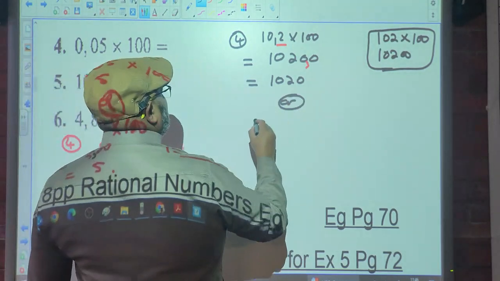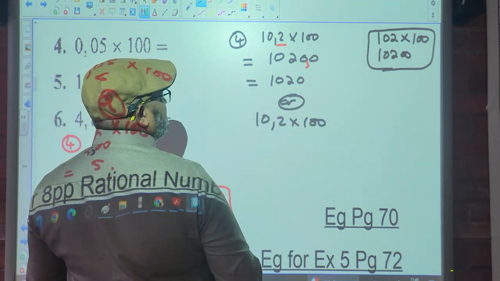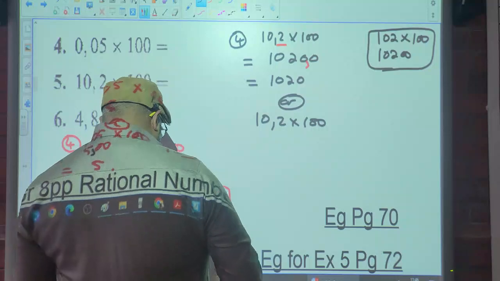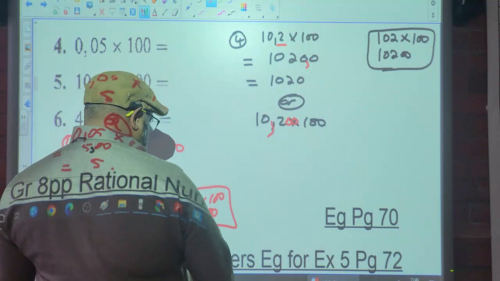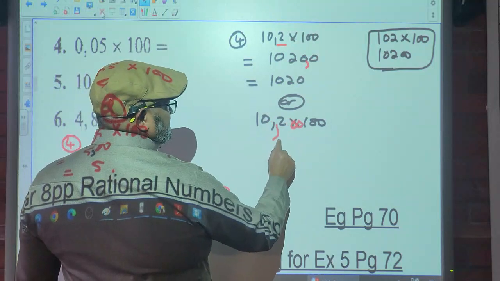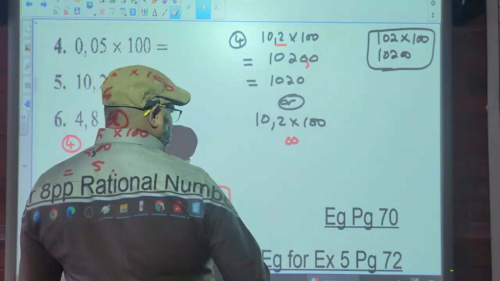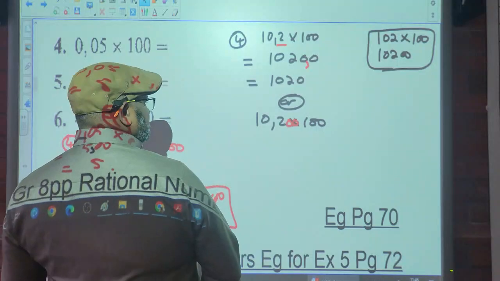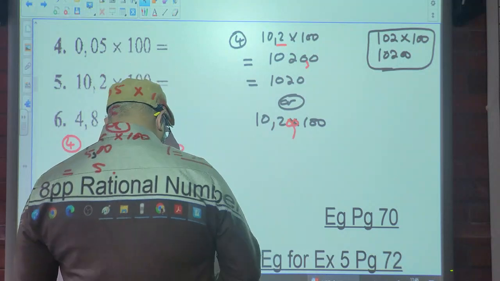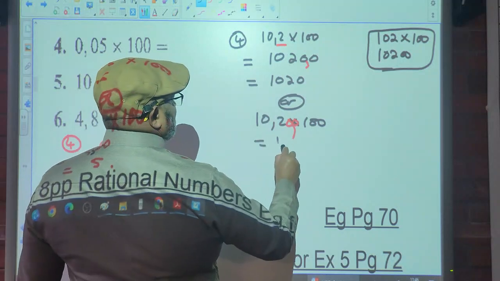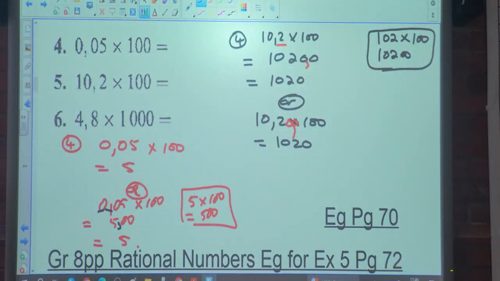Or if you do 10,2 times 100, we're just going to move the comma by 2, because there are 2 zeros. So let's move it 2 digits. So it's 1, 2. So the answer is simply 102. You see that, people? Yes, sir.